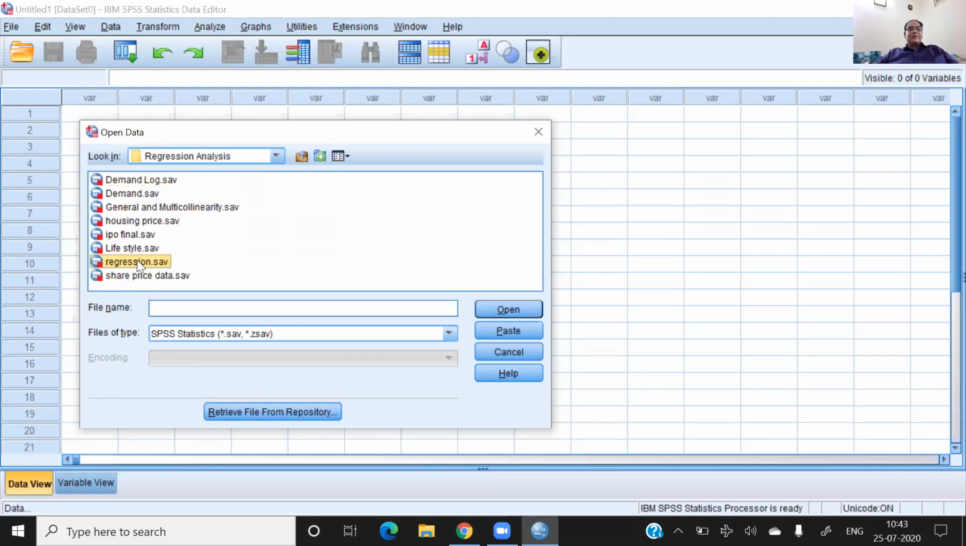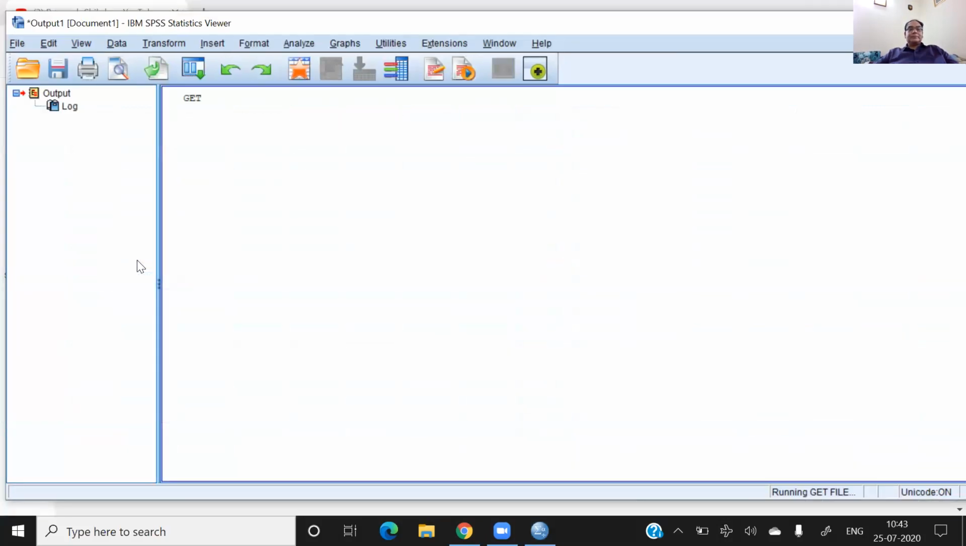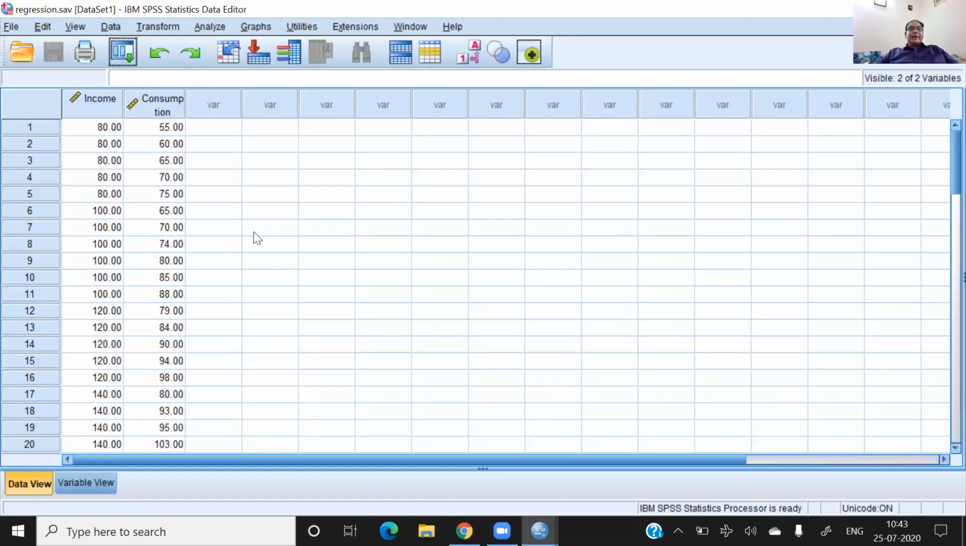Okay, so I start with this example. In this case, there are two variables, one is income and one is consumption. First of all, we have to find out which is the dependent variable and which is the independent variable. Now I am asking you, apply your common sense and tell me whether consumption is the dependent variable or income is the dependent variable. Which variable can we assume as the dependent variable?